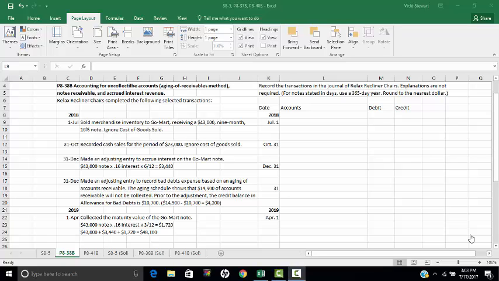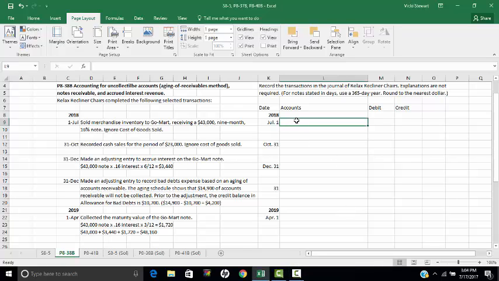This is a demonstration of problem 838B, accounting for uncollectible accounts using the aging of receivables method, notes receivable, and accrued interest revenue. The problem states relaxed recliner chairs completed the following selected transactions, and we are to record the transactions in the journal of relaxed recliner chairs. We'll omit explanations, and when we need to, we'll use a 365-day year to calculate the interest on these notes.